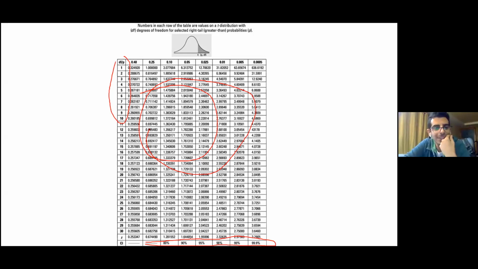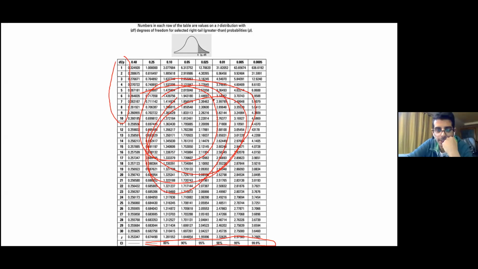And this is really confusing. With the Z table, all the P values were here in the middle. But no, these are all T values, right? So, I hope this so far is kind of clear. We're going to cover more of this.